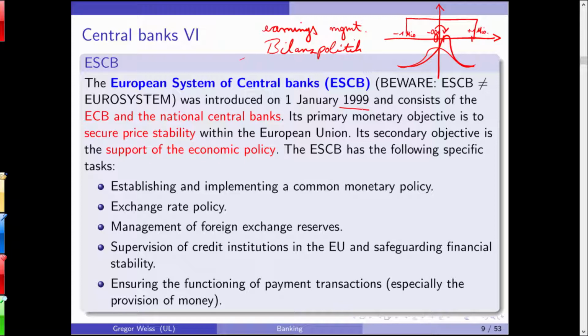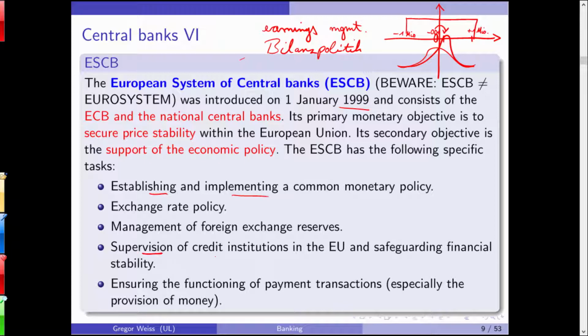It's not as strict as the Deutsche Bundesbank used to be and still is, but it still has the fight against inflation as its main objective. It establishes and implements a common monetary policy within the European Union. It also controls exchange rate policy. It manages foreign exchange reserves.